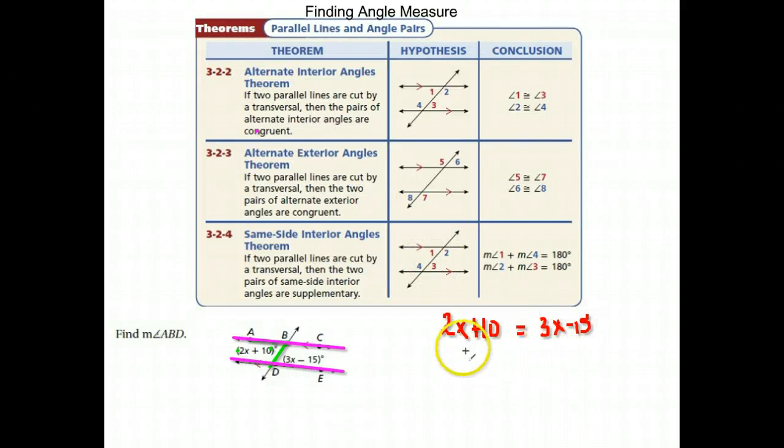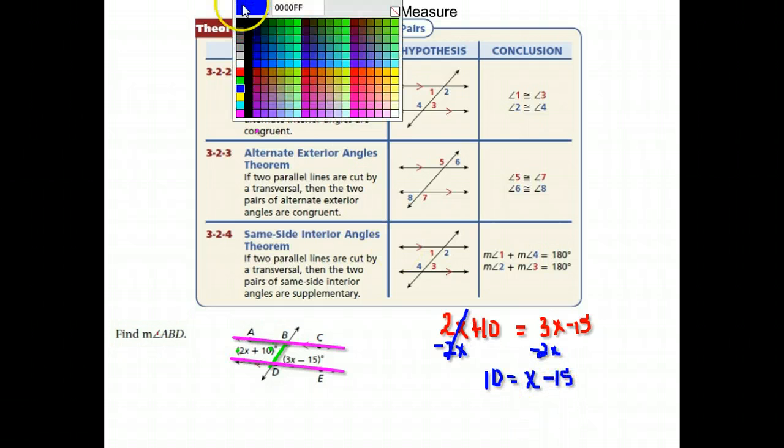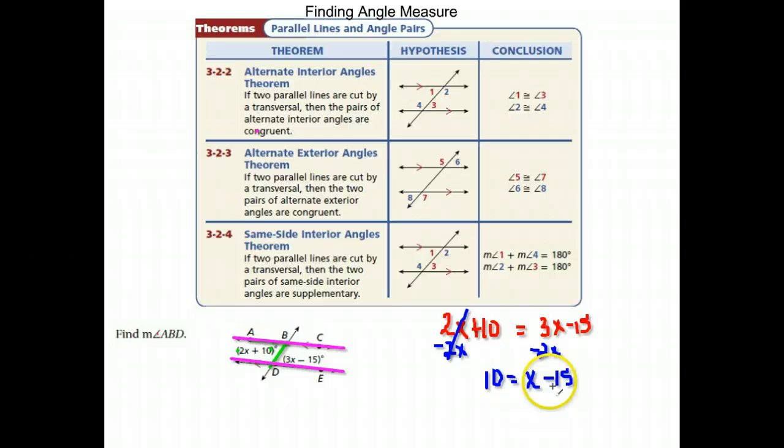All right, to solve, we have to get x by itself. So we'd subtract 2x from both sides so that we get the x's on the same side. 3 minus 2 is just a 1x. Now that x is all by itself, I need to move everything else to the other side. So this minus 15, I need to do the opposite of subtracting 15 and add 15 to both sides. When I do, I get x is 25.